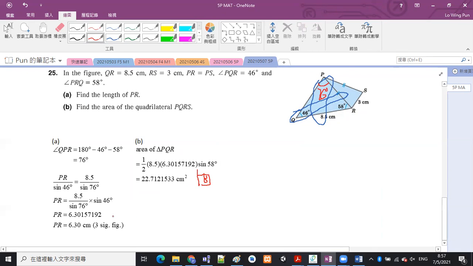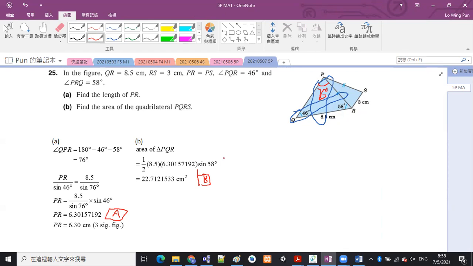This is memory A. Okay, and then we also need to find the area of triangle PSR. Correct. So if my number is not correct, just tell me, okay? Because I may be wrong.